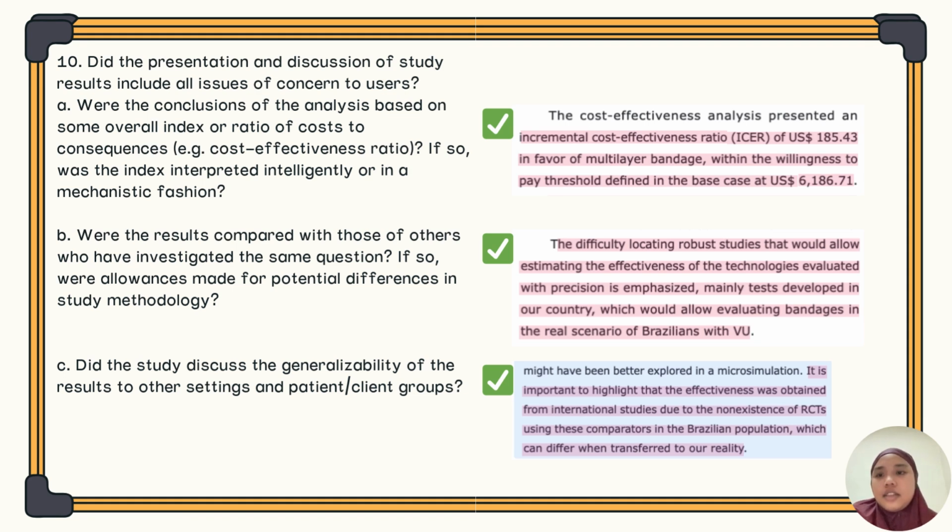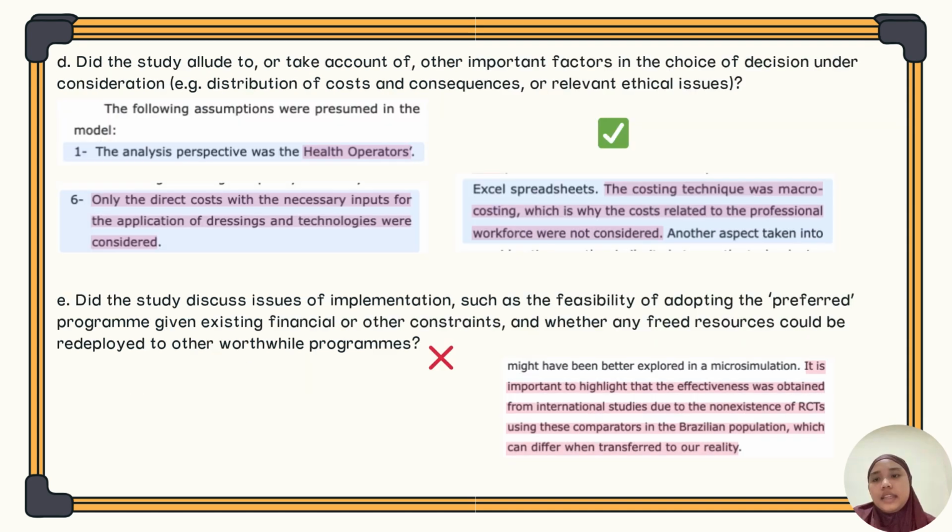Point C is yes, also the study discussed limitations regarding the generalizability of its findings, particularly concerning the context of the Brazilian health system. Point D is yes, the study took account of limitations by using macro costing, excluding professional workforce costs, and discussed the ethical need to balance cost and effectiveness. Point E is no, the study explicitly stated that a budget impact analysis was not possible.